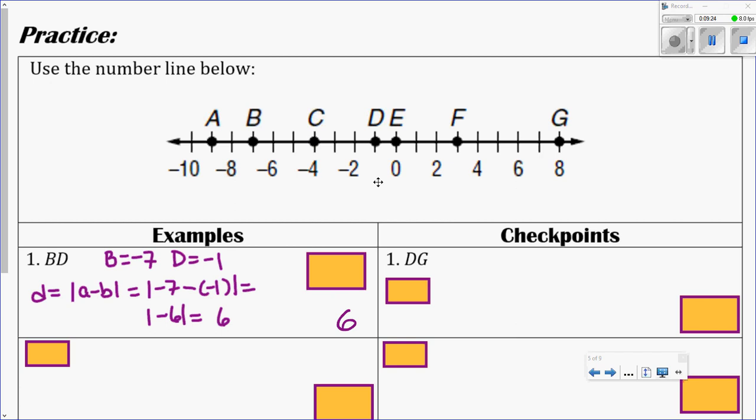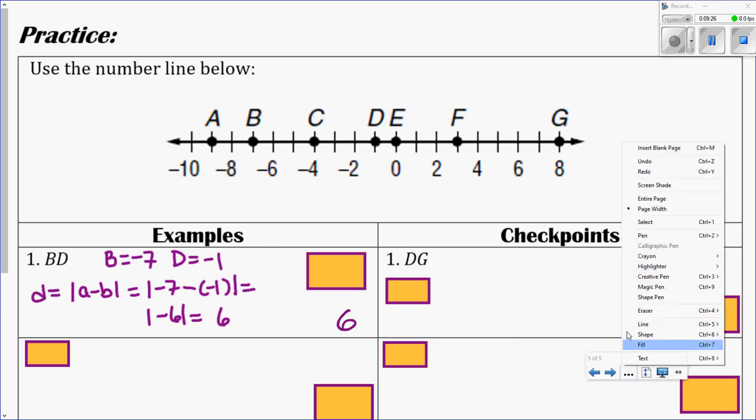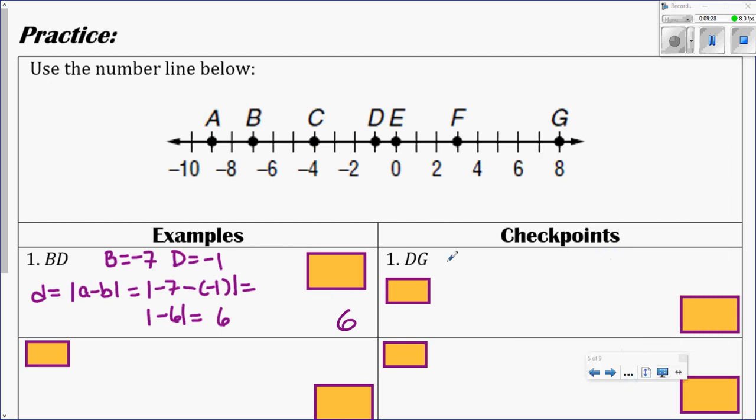So for DG, we got D as -1 and then G as 8. We use our formula. -1 minus 8 gives us -9, and with our absolute value, it would be 9.